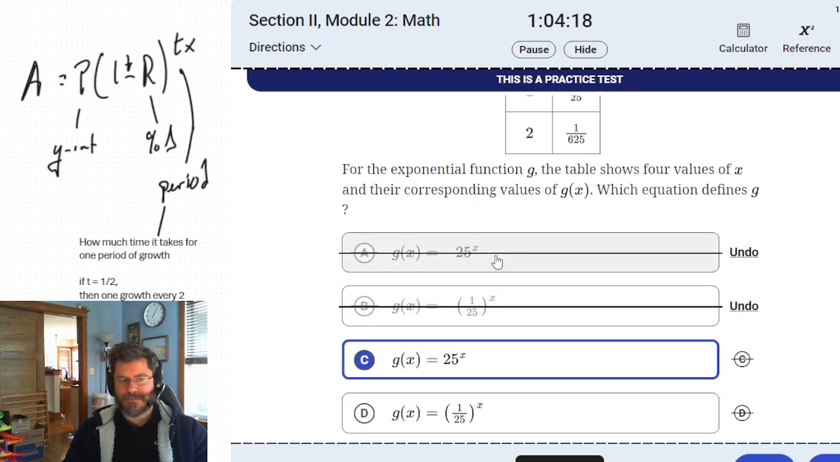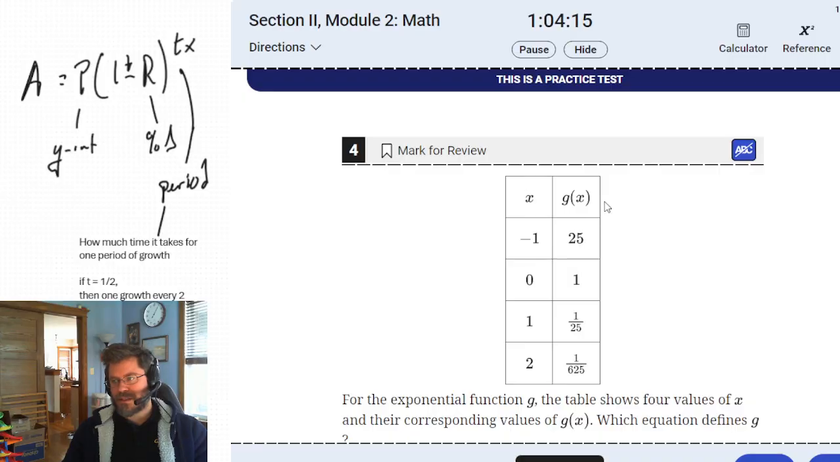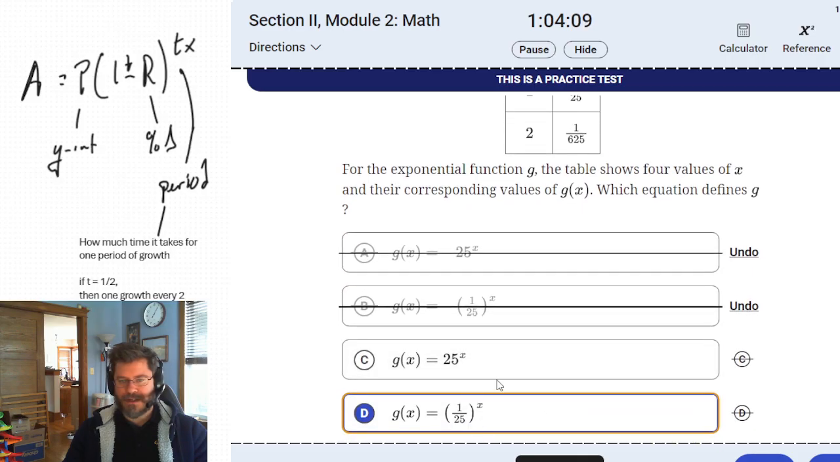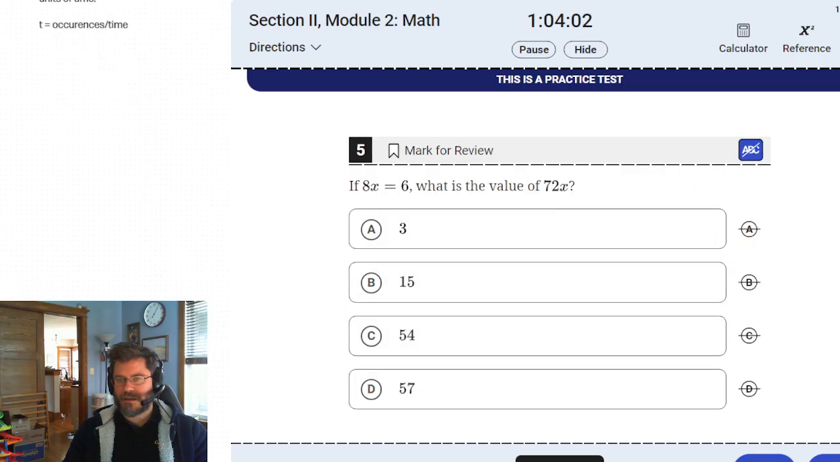Cross those guys off. Now I need to know the rate of growth. It's clearly as x increases, the total value decreases, and the only way that's going to happen is if I have a ratio of growth that is a fraction or a decimal. So it has to be D. Think about it. You multiply by a number and it gets smaller. You had to have multiplied by a fraction.